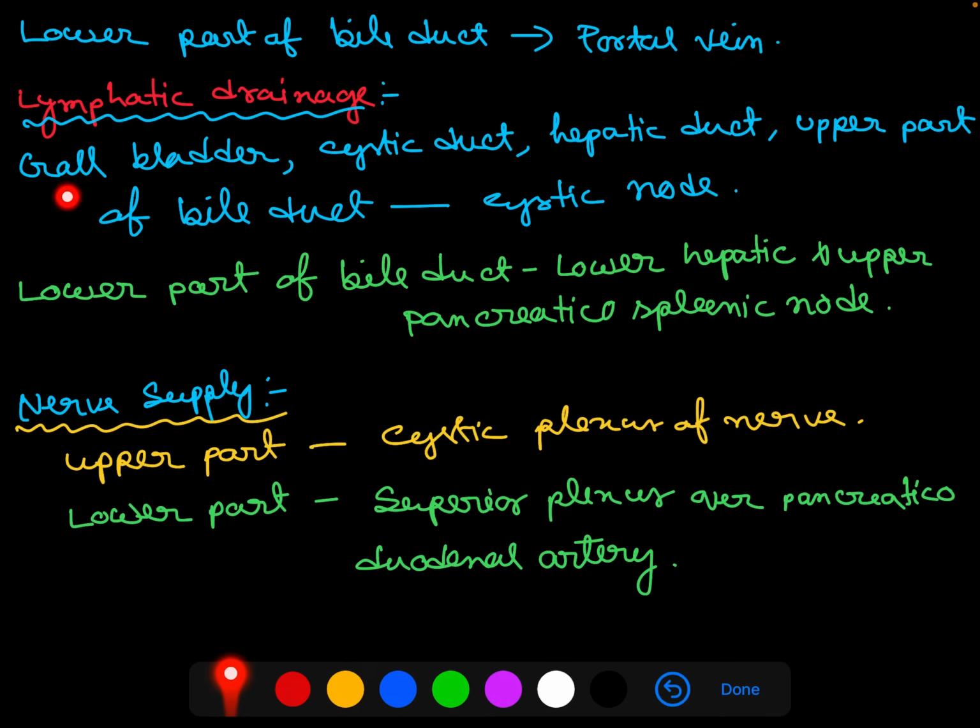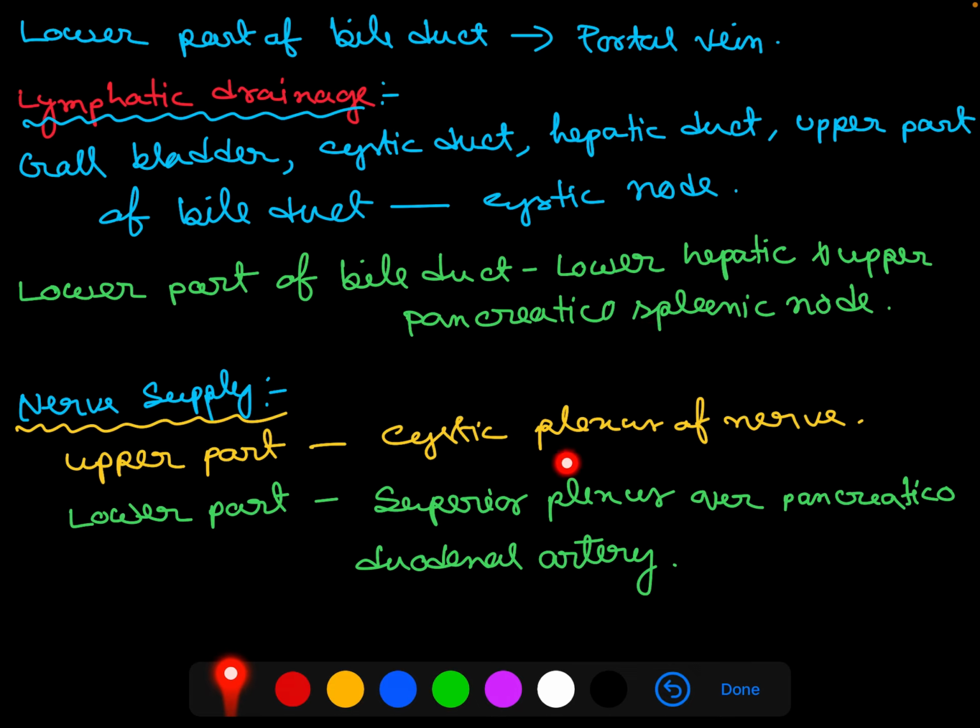Then lymphatic drainage. The gallbladder, cystic duct, hepatic duct, and upper part of the bile duct drain to the cystic node, and the lower part of the bile duct drains to the lower hepatic and upper pancreaticosplenic nodes.